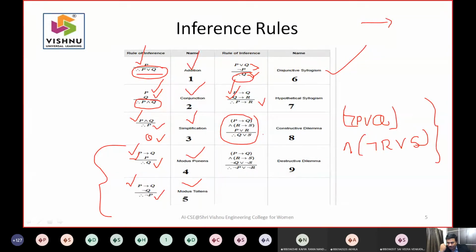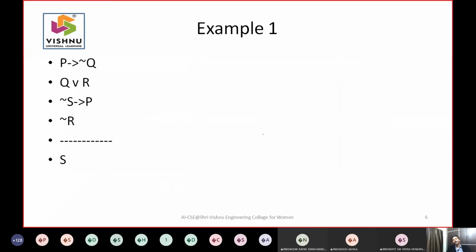So the inference rules are very important while you design a mechanism, because the questions they will ask are something like this. This is what you have done. They will give a set of statements like this. From these statements, can you infer S or not? They will ask you like this.